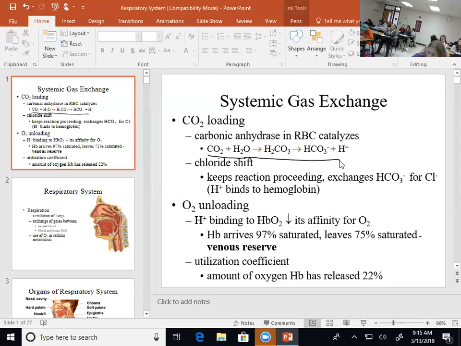So the main stimulus for breathing, unless you're drowning, or unless you have acute respiratory disease like pneumonia, or unless you have a chronic respiratory disease like COPD, which you all know stands for chronic obstructive pulmonary disease. You should know that, COPD.